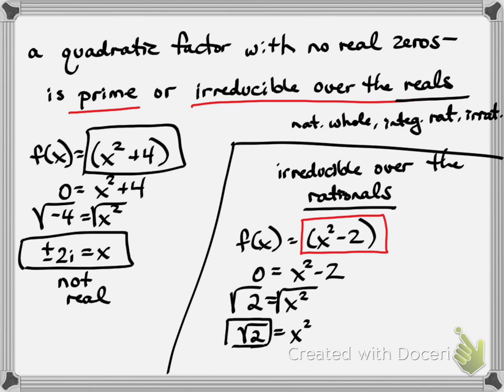The book went on to say one more thing, and they said, even though this is irreducible over the rationals, it is reducible over the reals, because this square root of 2 is a real number. Okay, so let's see how we do this and how we might encounter a problem like this.